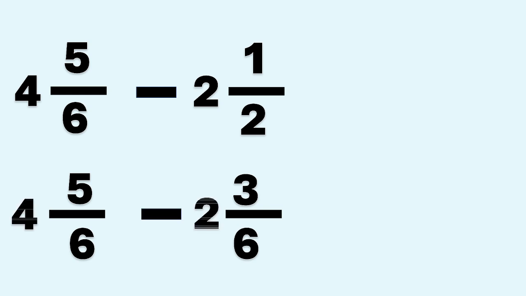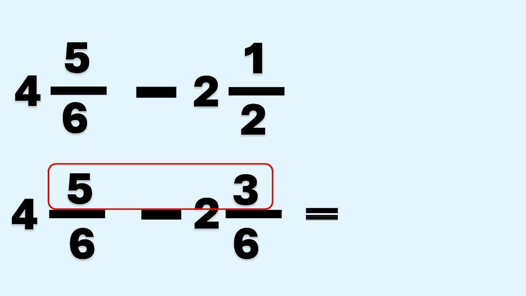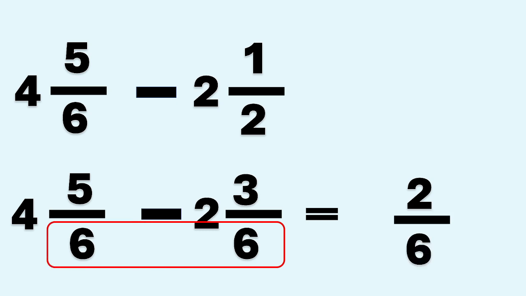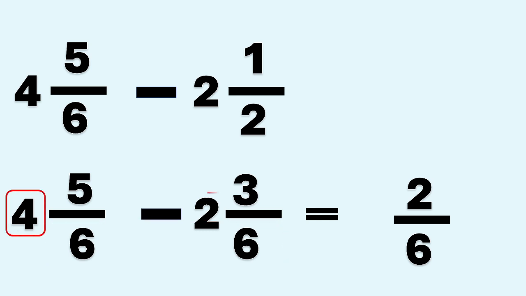Copy the two whole numbers. So we have here 4 and 5/6 minus 2 and 3/6. First, subtract the numerators. We have here 5 minus 3. 5 minus 3 equals 2. Then copy the LCD 6. Now, subtract the two whole numbers. We have 4 minus 2 equals 2. So we have here 2 and 2/6.